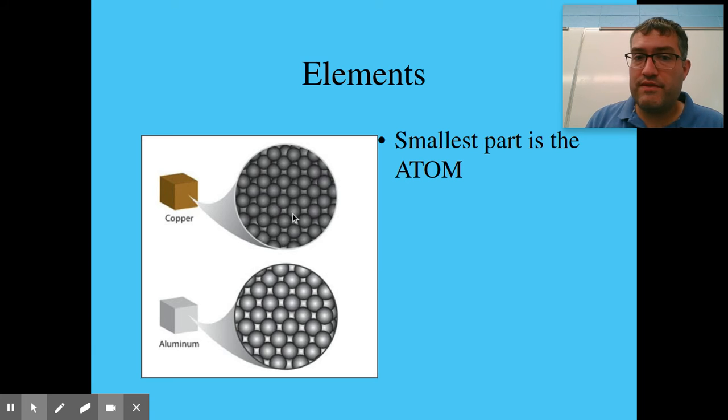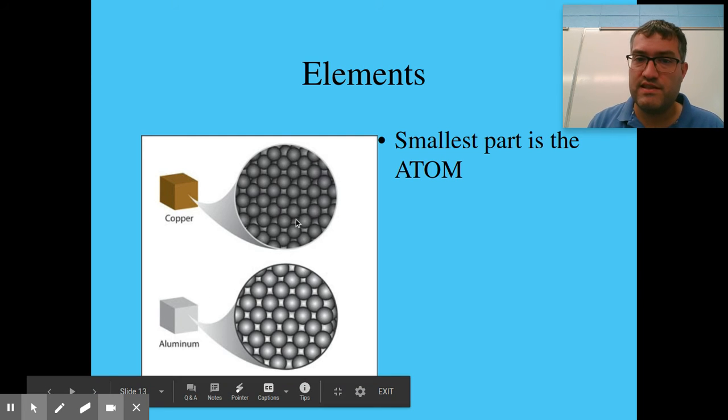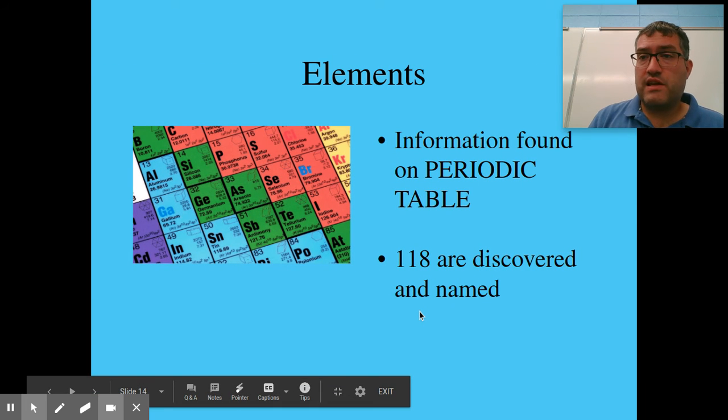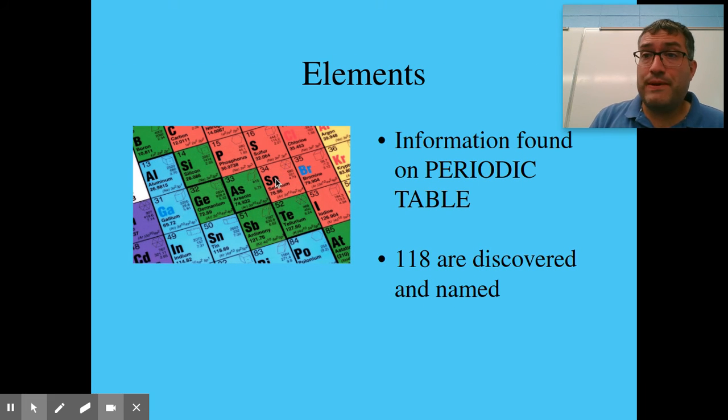Elements are made out of atoms. So here I have copper. All the copper atoms are identical. Same thing with the aluminum. They're all identical, so that makes this an element. Every piece is the same as its neighbor. So how do you know you have an element? Well, is it on the periodic table? If you can find it on the periodic table, it's an element.